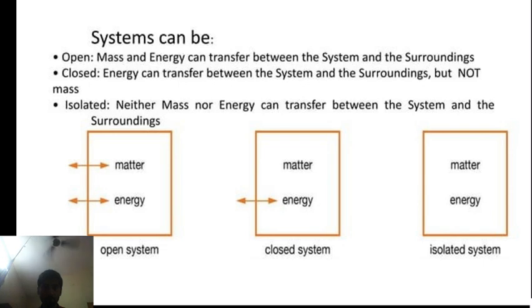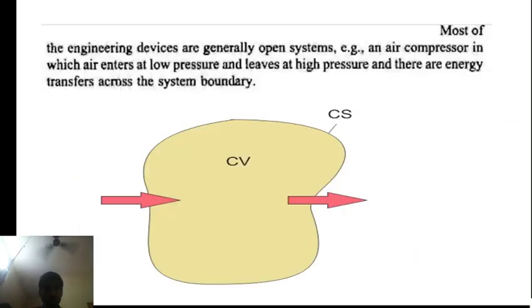Now see the same thing in the diagram. In case of an open system, when mass and energy transfer between the system and the surroundings takes place, then we call it an open system. Closed system: when there is only energy transfer and matter is not transferred, it is called a closed system. Isolated system: neither matter nor energy transfer takes place, so this is called an isolated system.